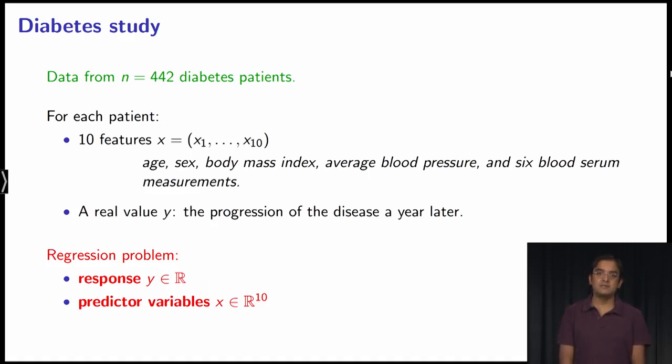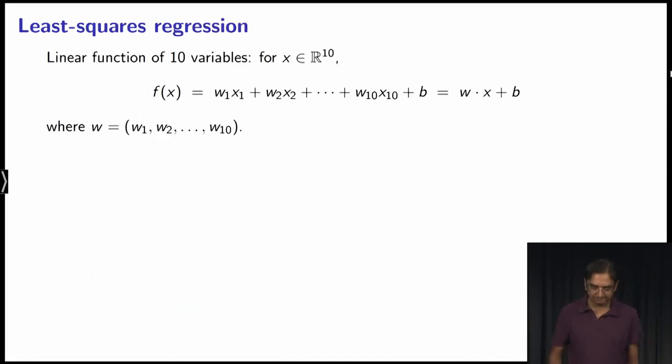This is a classic regression problem. We have a response value y, and we want to be able to predict this response in terms of a bunch of predictive variables. And we have 10 of these, x1 through x10, which we can package together into a 10-dimensional vector. So we'd like to model y as a linear function of the x's. Okay, so let's see what this means.